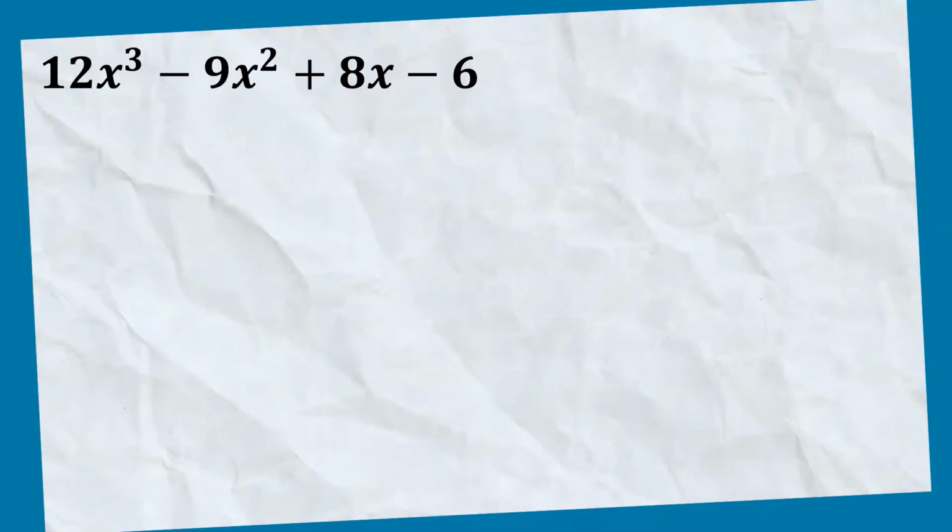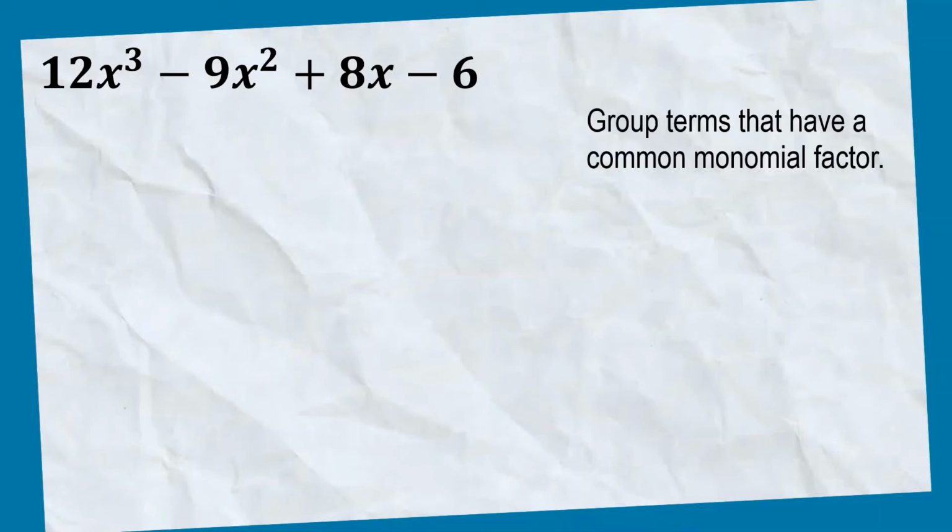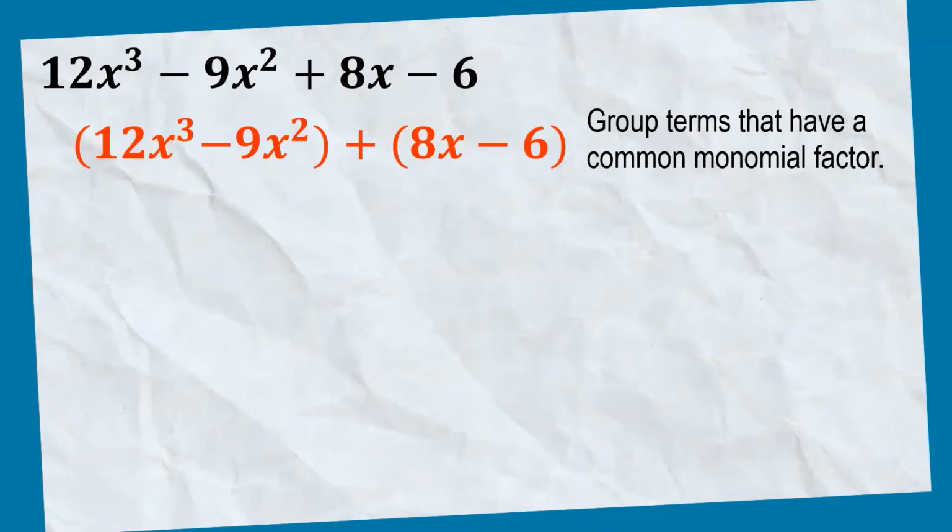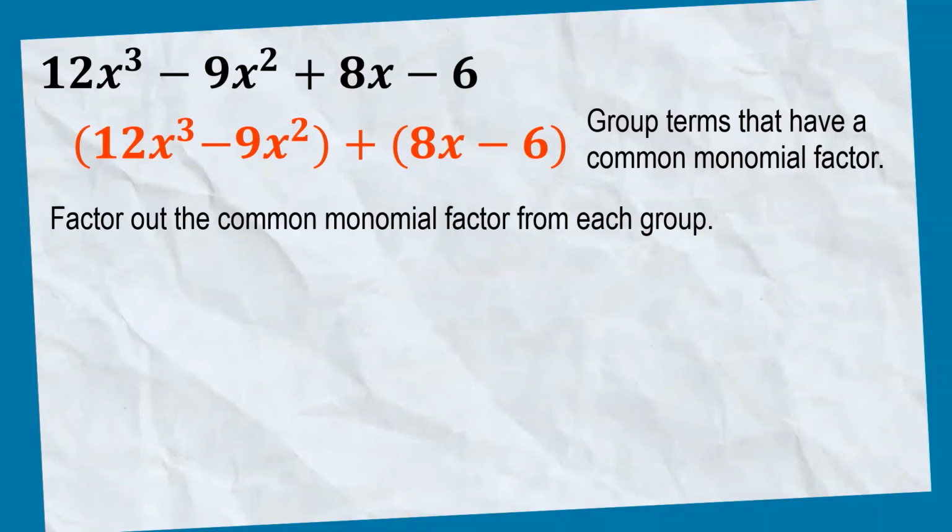Example number 1, 12x cubed minus 9x squared plus 8x minus 6. So first step, we need to group the terms that have a common monomial factor. So in this case po, ginrupo ko po ang ating given into 2 groups. We have 12x cubed minus 9x squared as our first group, plus the second group, 8x minus 6. Next, we need to factor out the common monomial factor from each group. In the first group, ang common monomial factor po natin ay 3x squared. At sa second group naman po, ang ating common monomial factor ay 2.